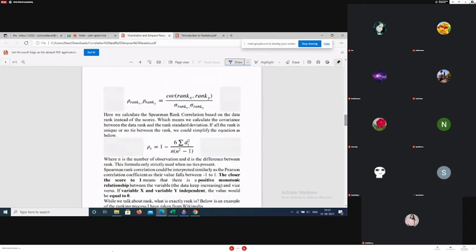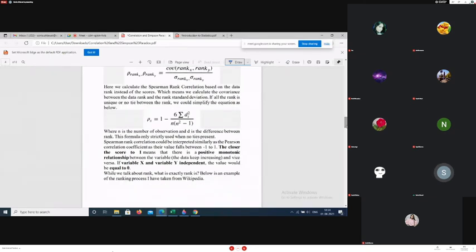So the formula is, if you want to find the correlation of X on Y, it will be the covariance of the rank of X and rank of Y, divided by the rank of X and rank of Y in terms of standard deviation. So by this we again get the values in terms of this.